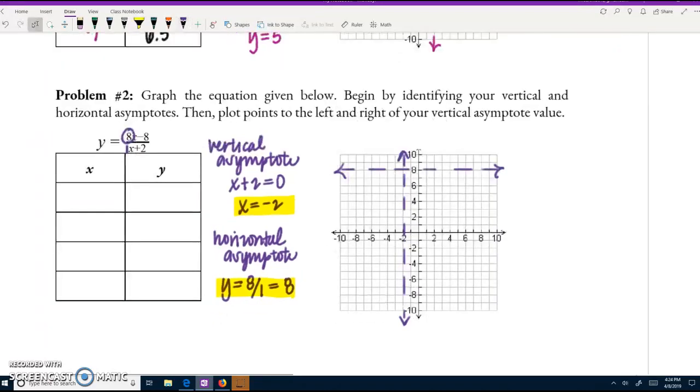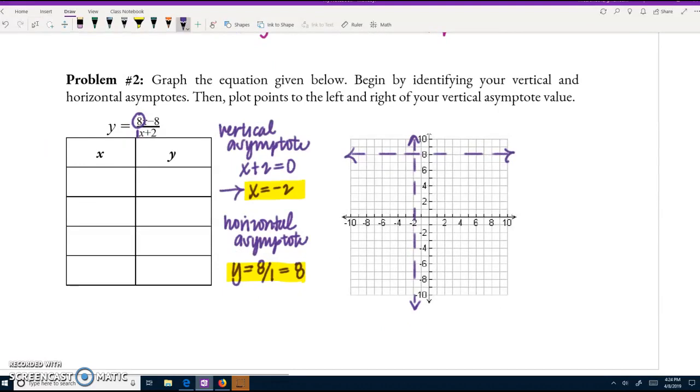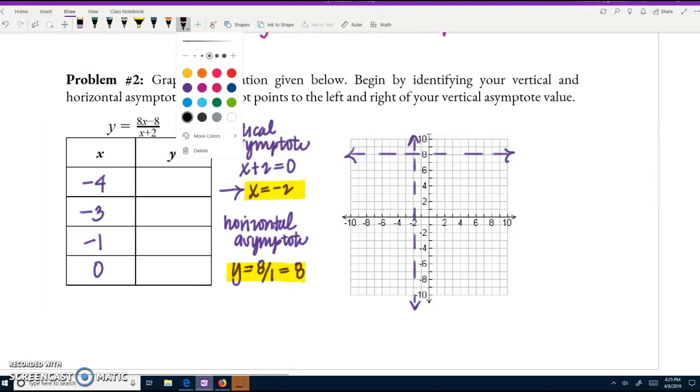And then I still want to pick points to the left and right of this -2. So let's pick -4 and -3. And then on the right-hand side, let's pick -1 and 0. So we want to plug each of those into the function and see what we get out as our values.